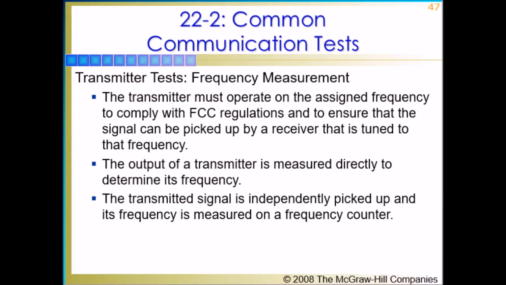Frequency measurement. The transmitter must operate on the assigned frequency to comply with Federal Communications Commission regulations and to ensure that the signal can be picked up by a receiver and tuned to that frequency. The output of a transmitter is measured directly to determine its frequency. The transmitted signal is independently picked up and its frequency measured on a frequency counter.